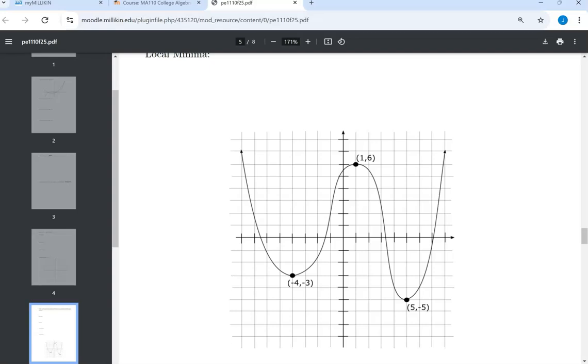Local max, 1. 6, local min, 5. Good. The bottoms of those valleys, right? Okay. Like I said, we just had one like that on the quiz, didn't we?